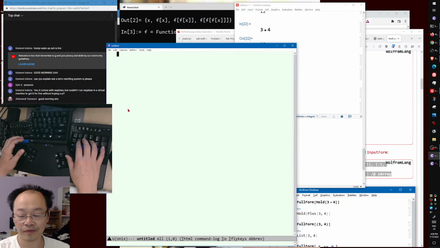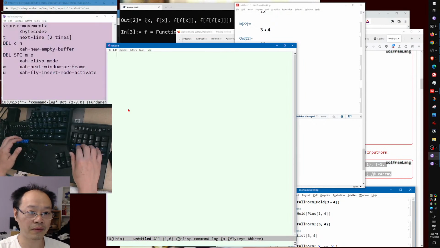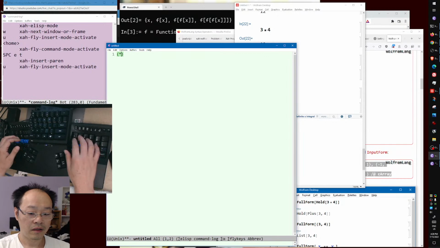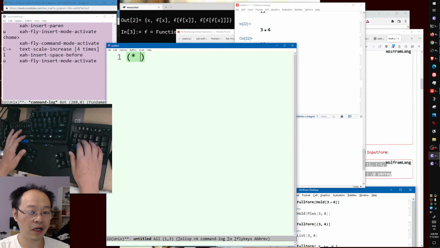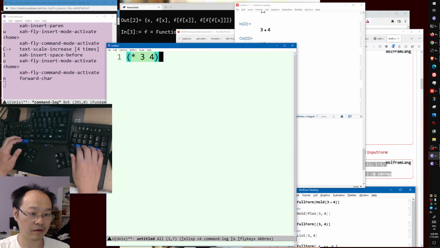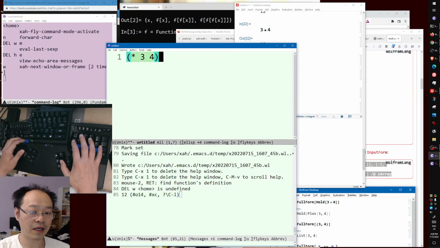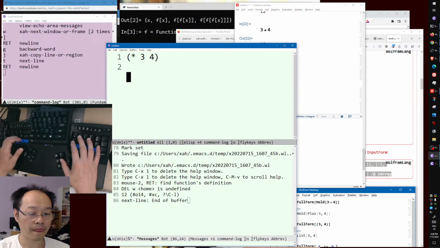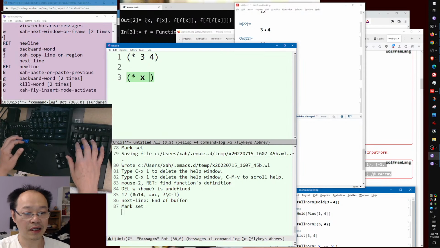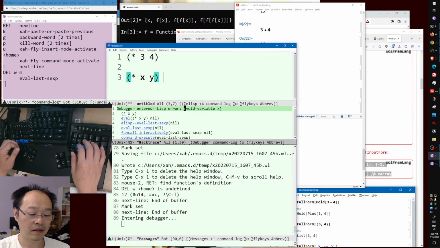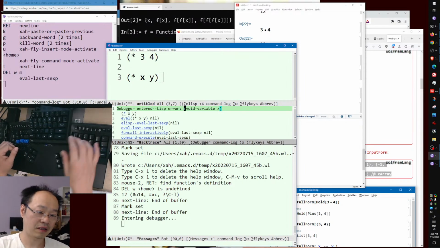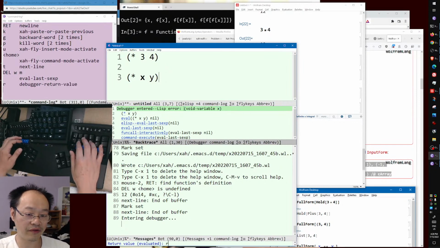Let me show you, okay? So XOR Emacs Lisp mod. For example, let's magnify. So times 3, 4. So evaluate it. You can see the output is here, 12, right? But if you say evaluate x, y, you'll see an error. You see, debugger entered error void variable x.